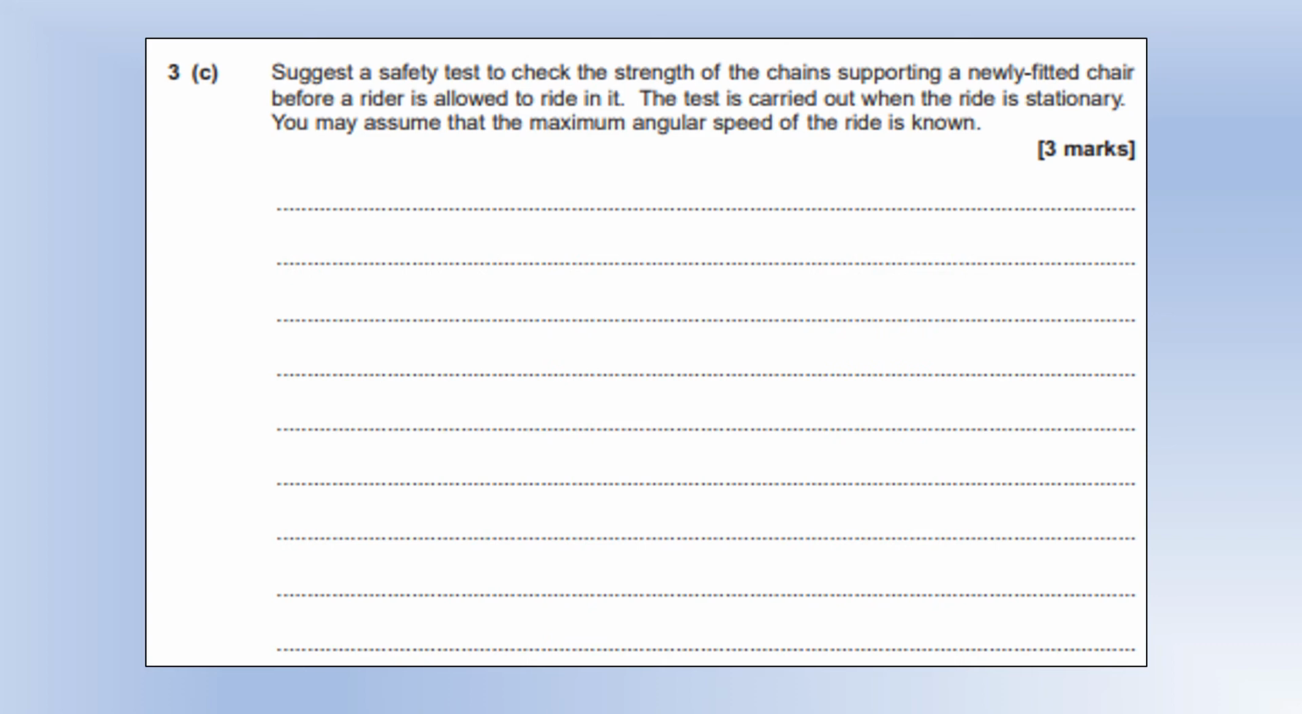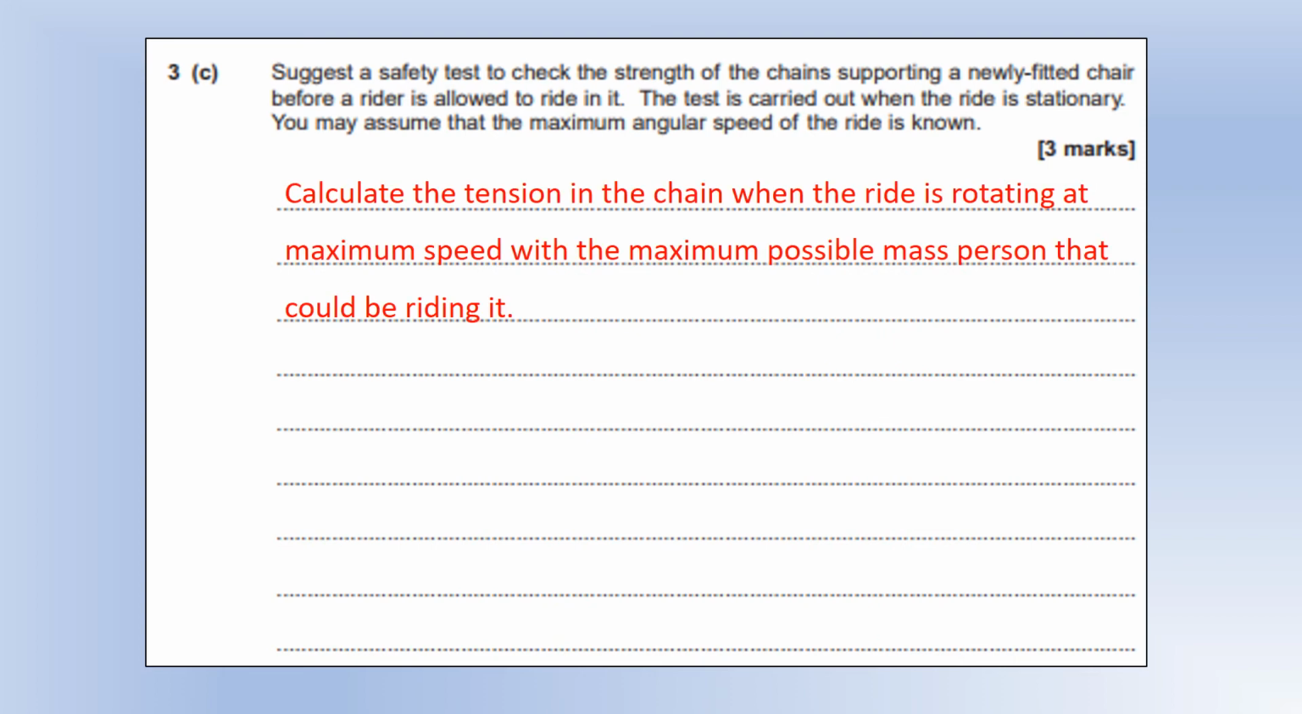Okay, so suggest a safety test to check the strength of the chains supporting a newly fitted chair before a rider is allowed to ride on it. The test is carried out when the ride is stationary. You may assume that the maximum angular speed of the ride is known. So the first thing I would do is calculate what the maximum tension the chain is going to have to experience in the ride is, using the maximum speed, the maximum mass of a person we would allow to ride it, and the radius of the ride.